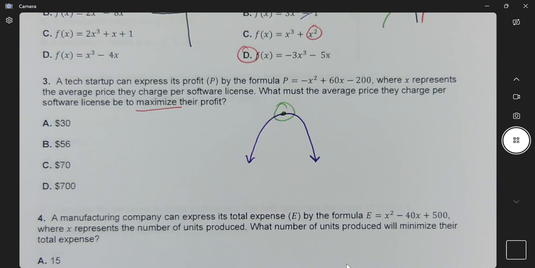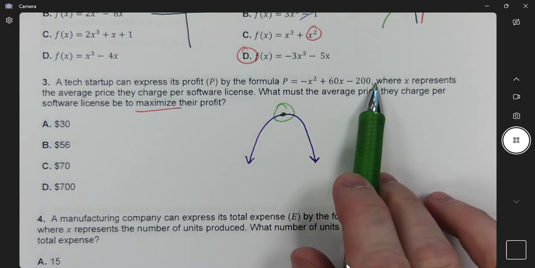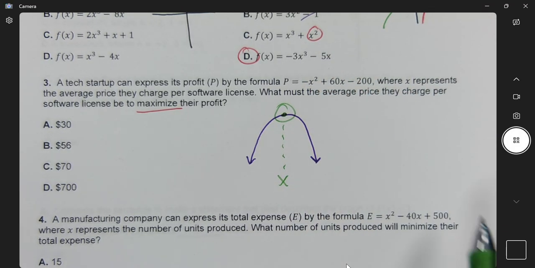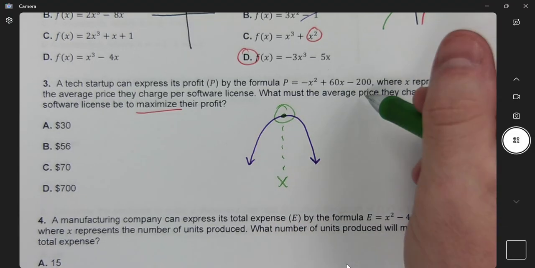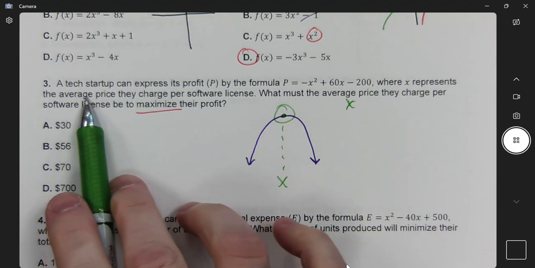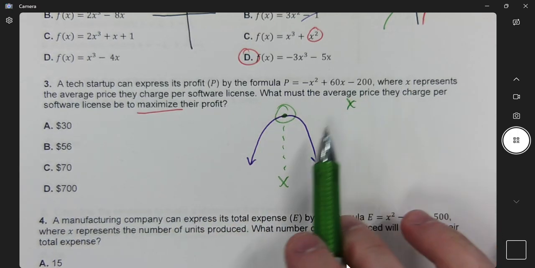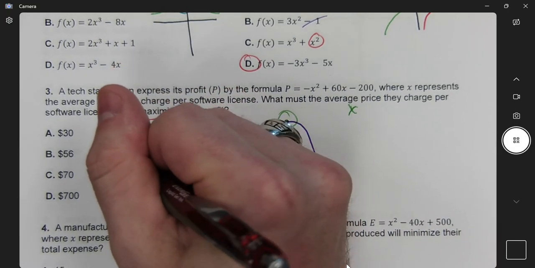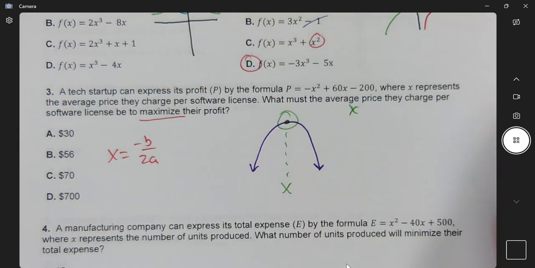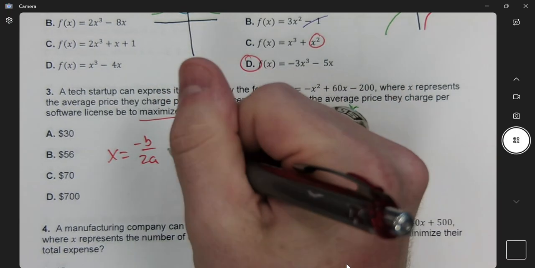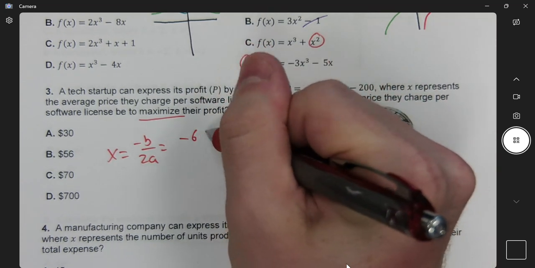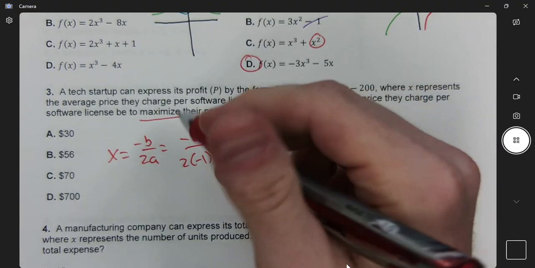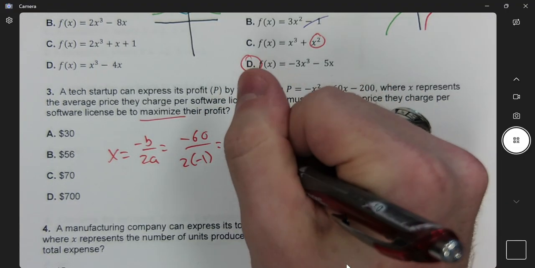So all we have to do is go to Desmos, type this in, and ask for the x value of this, because it says what must the average price be, and average price is what x represents. So we just need to figure out what x value is our axis of symmetry. Now I could use the formula x equals negative b over 2a, which, I might as well do it. It's going to get me negative 60 over 2 times negative 1. And you'll have access to a calculator, but this is 60 over 2. The negatives cancel, so the answer is 30.